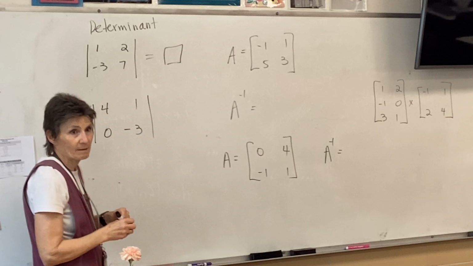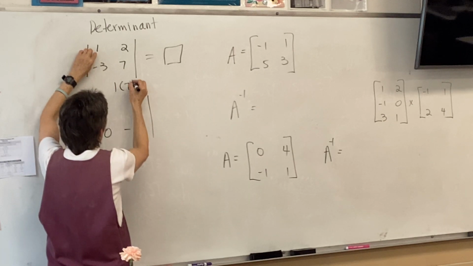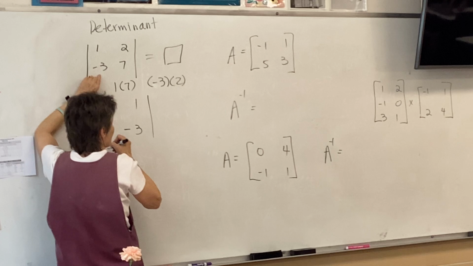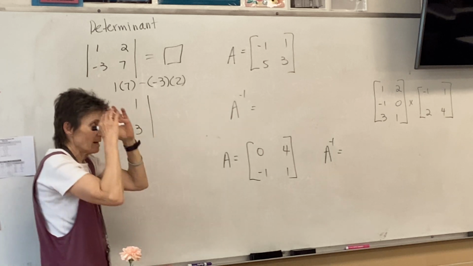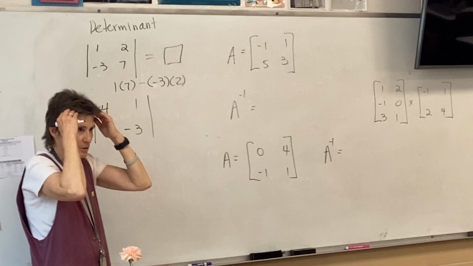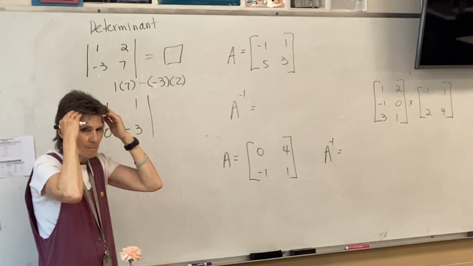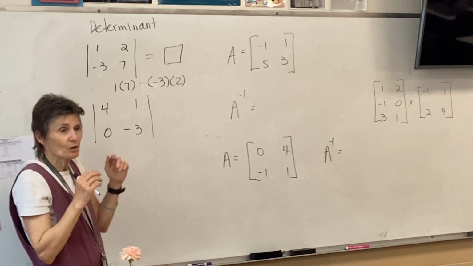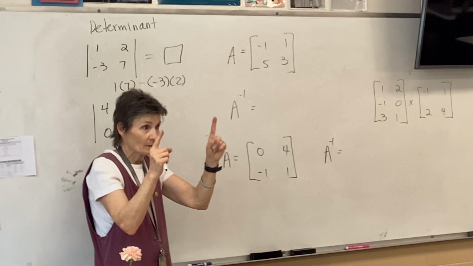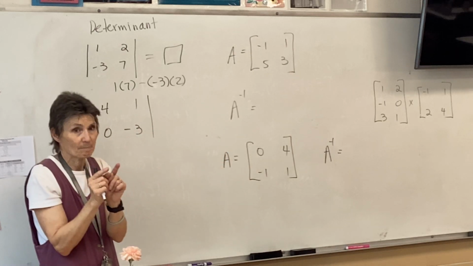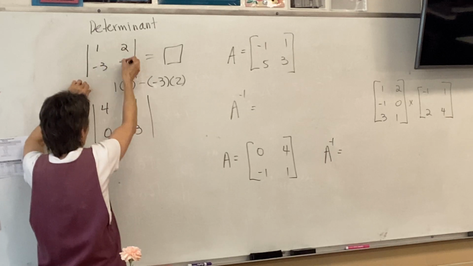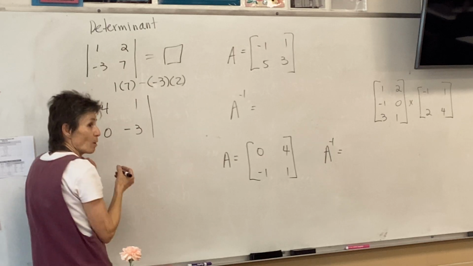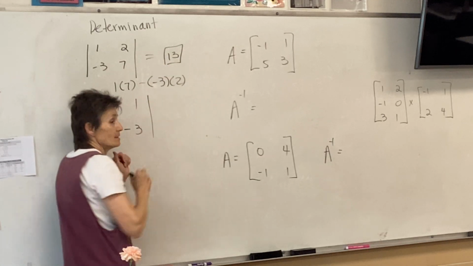Well, it's incredibly easy. We multiply 1 times 7. We multiply -3 times 2. And we subtract them. Now wait, this is kind of similar to something else we did. Do you remember what that was? The vector dot product. But remember, with the vector dot product, you multiplied the x's, you multiplied the y's, and you added them. Here, you do this diagonal, you do this diagonal, and then you subtract them. So your answer is 13.